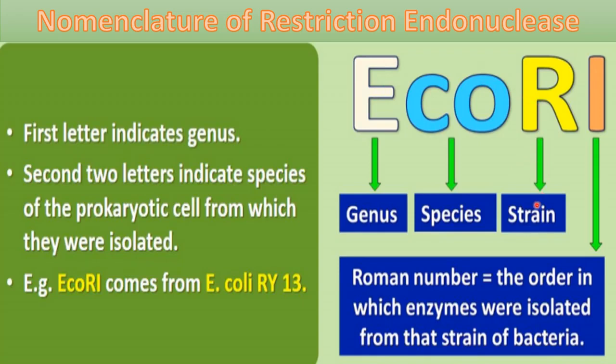For example, which strain is here in EcoRI? The strain name is RY13, because this restriction endonuclease has been isolated from the Escherichia coli RY13 strain. That's why its name is EcoR. And why is this I here? This is Roman numeral I. It is the order in which enzymes were isolated from that strain of bacteria. So Roman numerals indicate order.